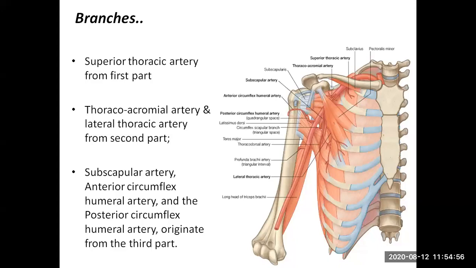So the anterior and posterior circumflex humeral artery plus the subscapular artery, these 3 arteries arise from the third part of the axillary artery. So it's easy to remember. From the first part 1, from the second part 2, from the third part 3 arteries are arising. In total, 6 branches are arising from the axillary artery.